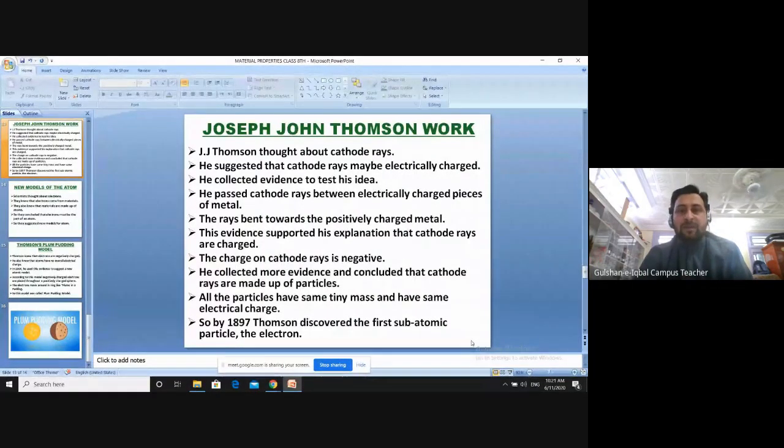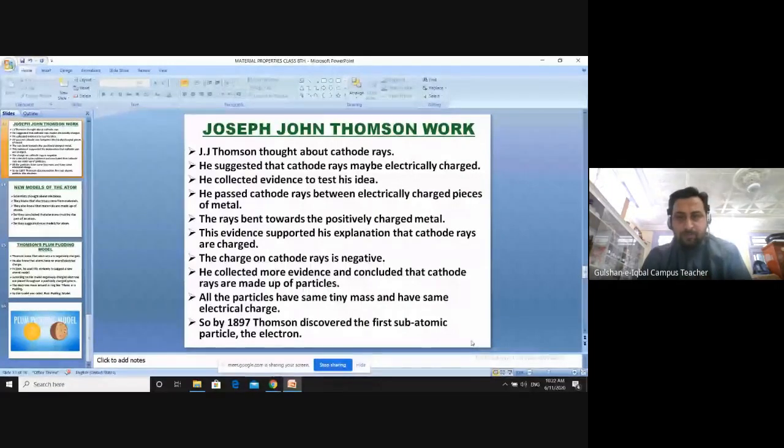So he collected evidence to test his idea. I will show you the animation again through which he collected his evidence that cathode rays are electrically charged. He passed cathode rays between electrically charged pieces of metal. One positively charged piece, the other negatively charged piece. And then he observed that the rays bend toward the positively charged metal. So we know the concept that negative particles are normally attracted by the positive one, and positive particles are attracted by the negative one. Positive charge attracts negative charge, and negative charge attracts positive charge.